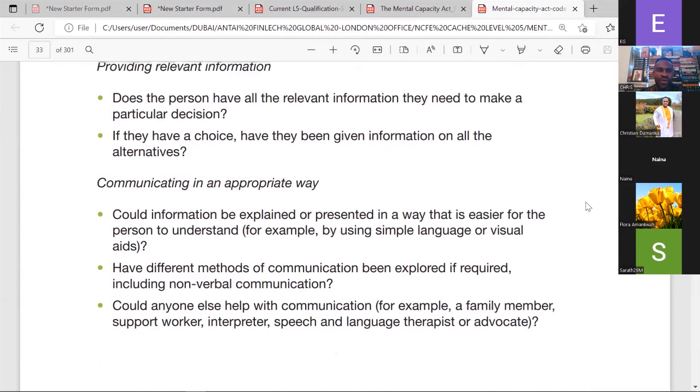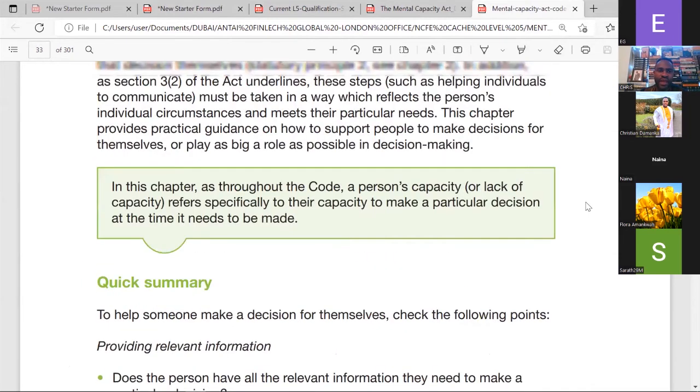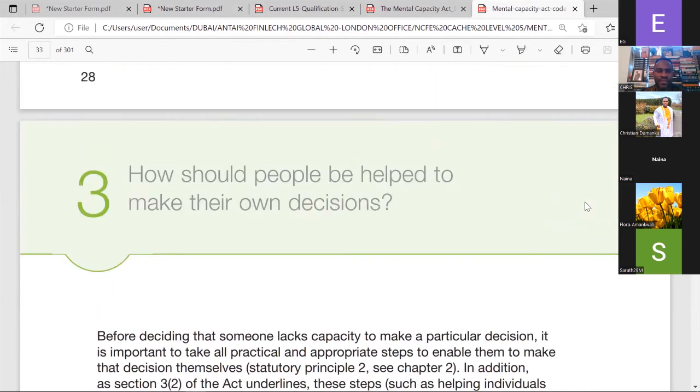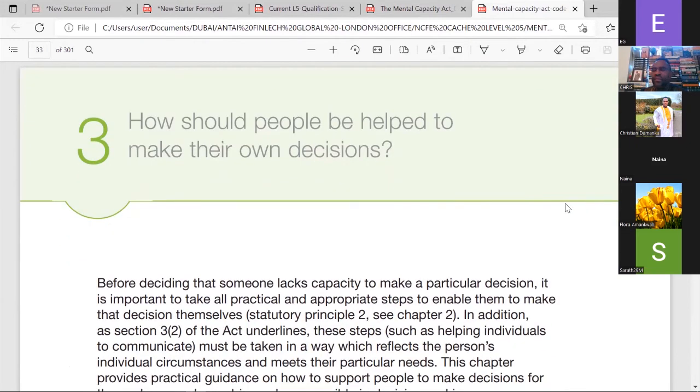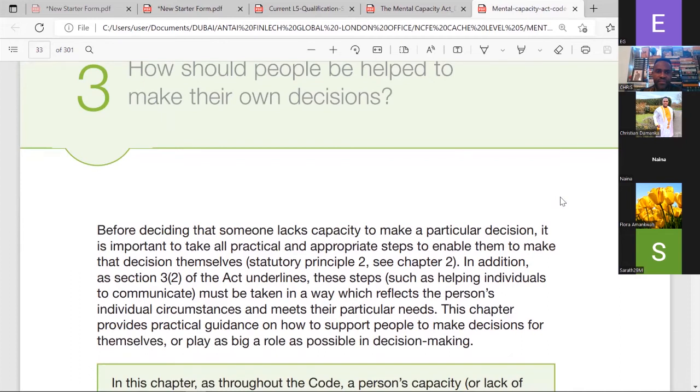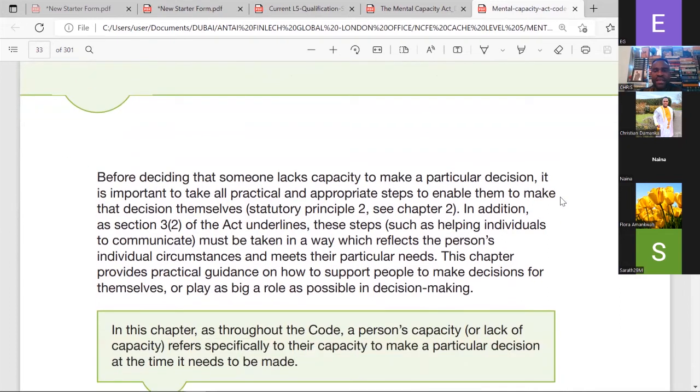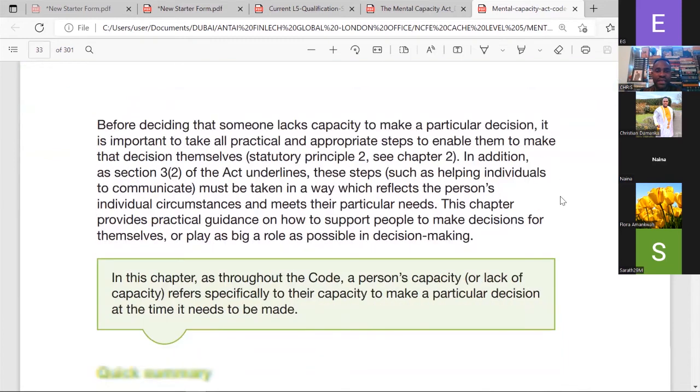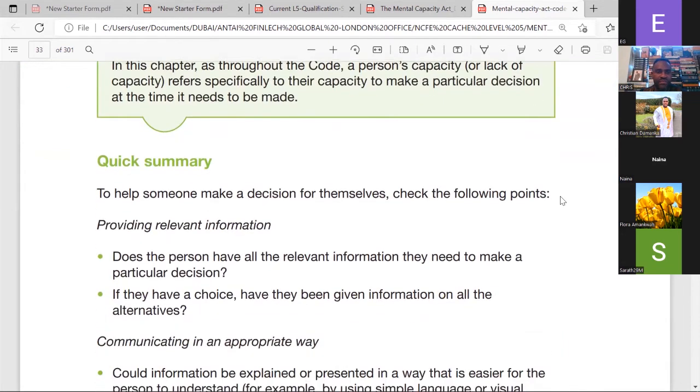All right, so other aspects of involving the individual to make decisions and also ensuring that their opinions and views are considered include the following. Some of the steps that we need to take to enable the person to be involved in the decision making.